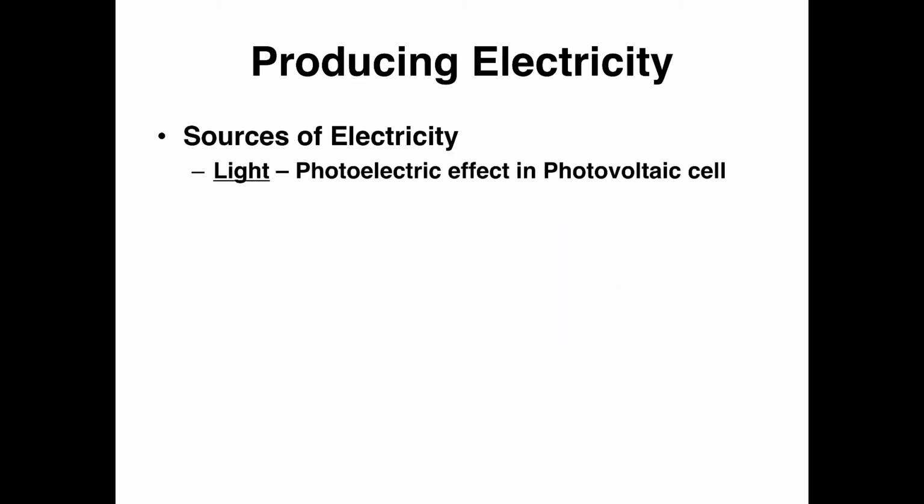Other sources of electricity include light. There's something known as the photoelectric effect, where photons fall into certain types of materials. They produce electrical charge that can be collected. And you've seen these light cells that are used sometimes in calculators and various other devices. And then they can also put light cells on houses to produce electricity.